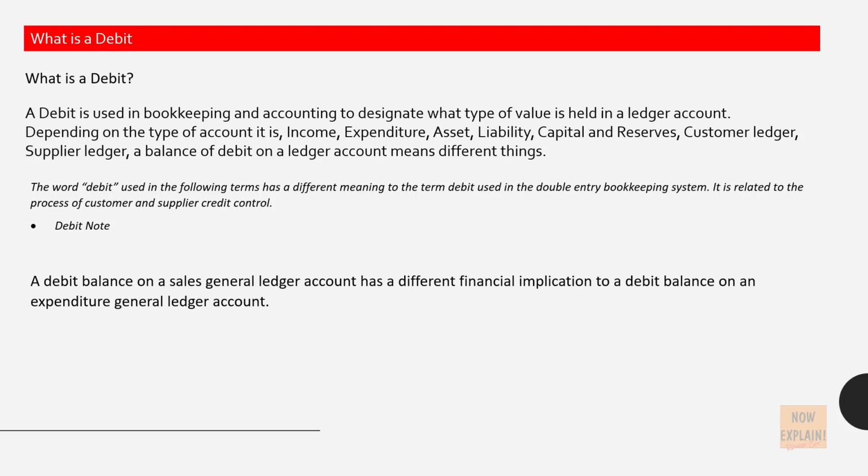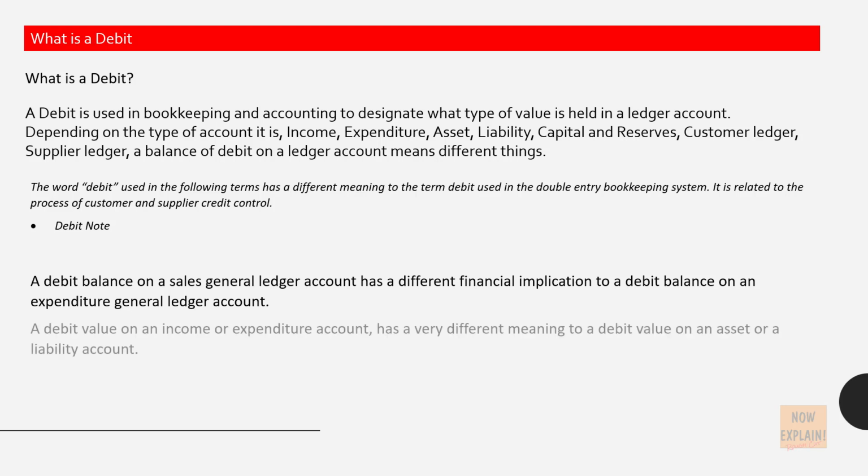Now, a debit balance on a sales general ledger account has a different financial implication to a debit balance on an expenditure general ledger account. A debit value on an income or expenditure account has a very different meaning to a debit value on an asset or a liability account. Debit is not a negative or a positive value.